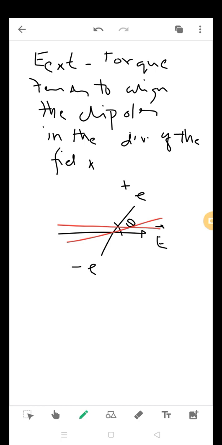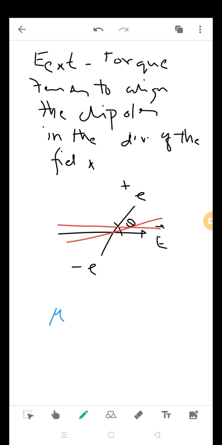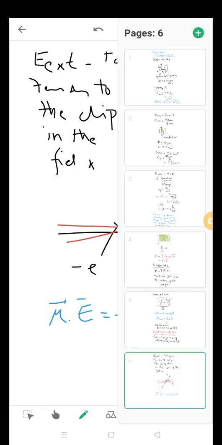And so the potential energy, if mu is the dipole moment, mu dot E, the dipole moment in the electric field, will be the potential energy, and it will be given as minus mu E cos theta. Now the probability of a dipole to make an angle theta and theta plus d theta is proportional to, so go to the next slide.